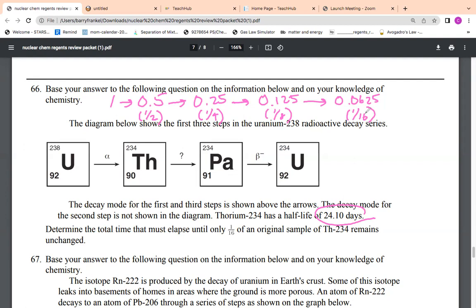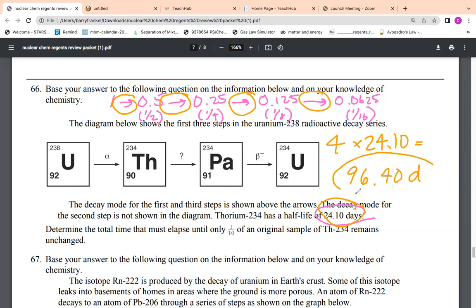Okay. So this took, let me change my color again. Let's do orange. So this took 1, 2, 3, 4 half-life periods, and each half-life period is 24.10 days. So it's just 4 times 24.10. And this comes out to be 96.40 days. This is how long this would take. Okay. All right.